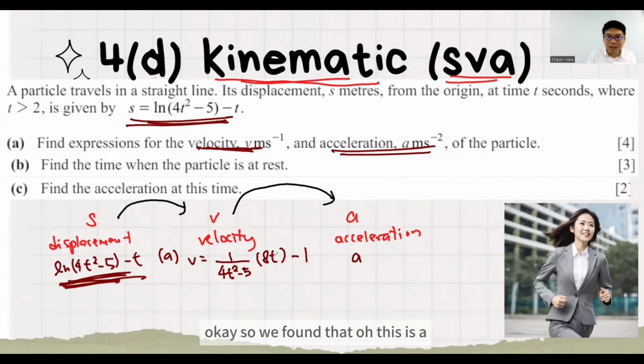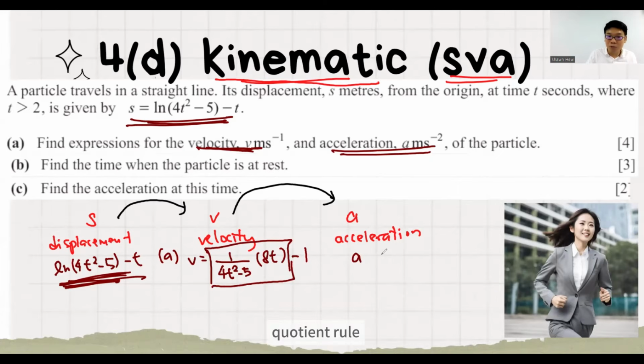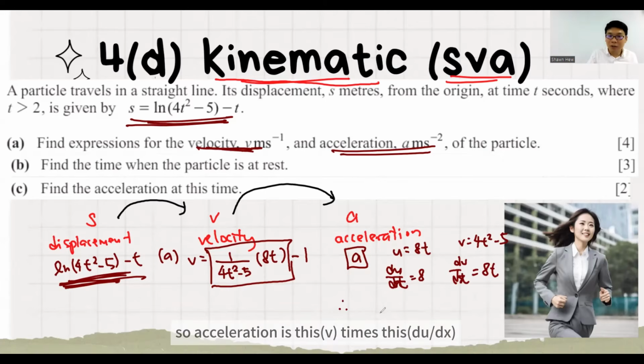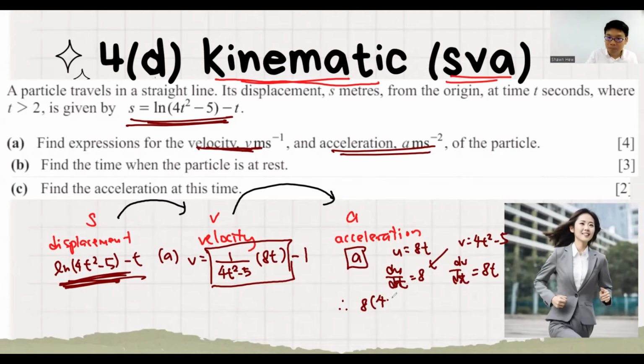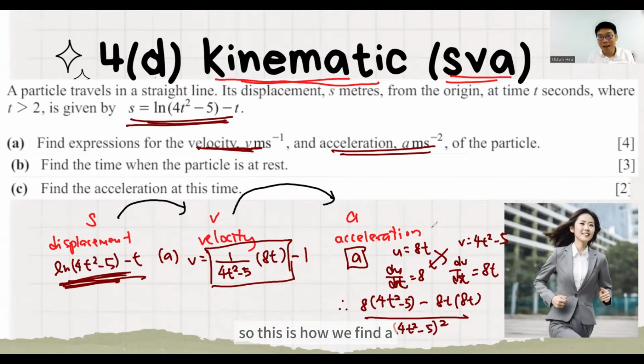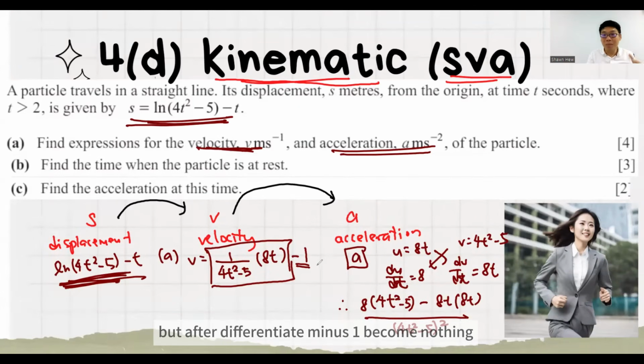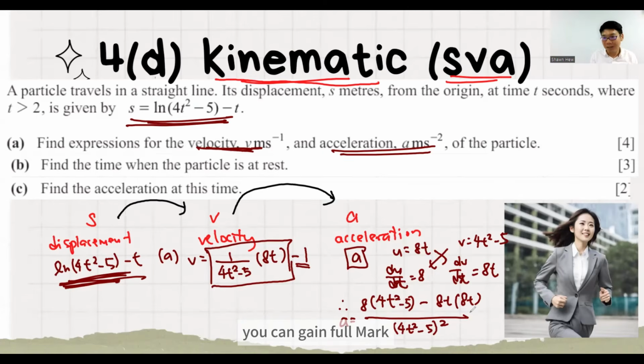Then we find acceleration by differentiating this part. We found that this is a quotient rule. So to find a, we must set u equals 8t, v equals 4t squared minus 5. Acceleration is this times this, minus this times this, divided by v squared. Then we still need to differentiate minus 1, but after differentiating, minus 1 becomes nothing. So acceleration completely is like this. Some students ask me, teacher, do I need to simplify this part? For this question, as long as you successfully reach here, you can gain full marks. But if you wish to simplify, yes, you can, because the question does not specify that you must simplify v and a.